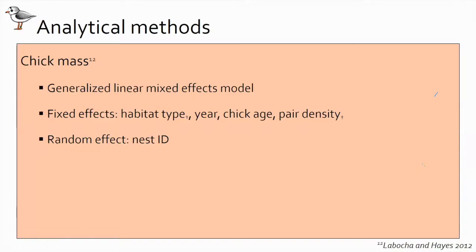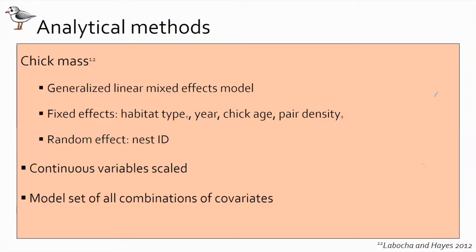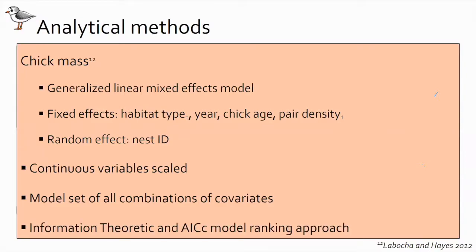And the pair density was to account for any potential interspecific competition among individuals. And then we accounted for parental care using nest ID as a random effect. And again, we scaled any continuous variables. We created a model set of all of the combinations of covariates and used this information theoretic AICc model ranking approach.